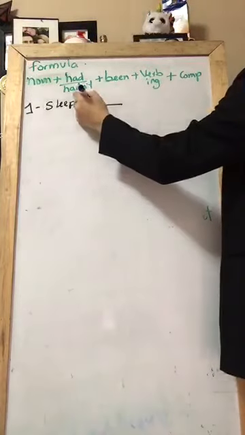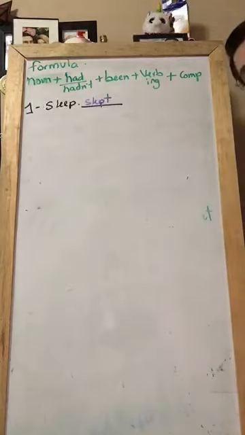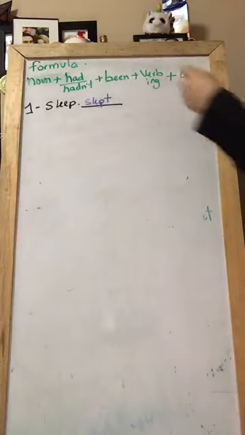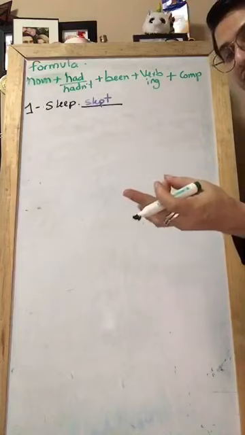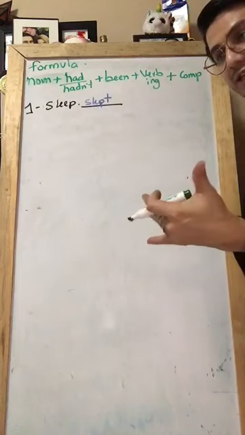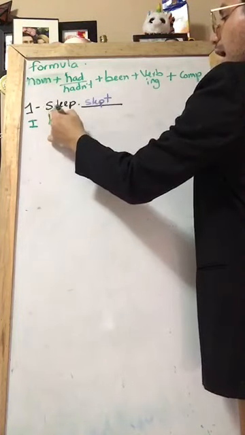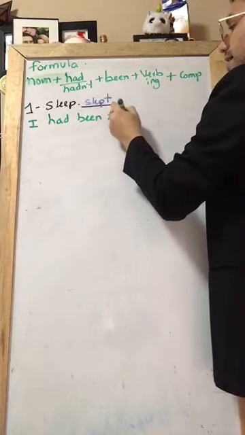And if I keep thinking, what is the past tense of sleep? Slept. With a T. Okay? And then I say, oh, the sentence. I'm going to say, obviously we start with I, and then you, and then we, and then they, and then she, and then he, and then it. So I say, I had been slept.